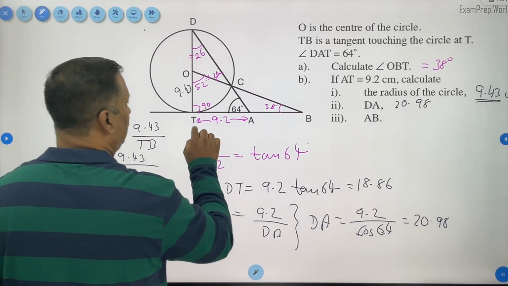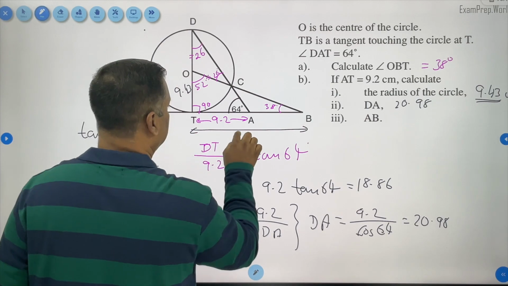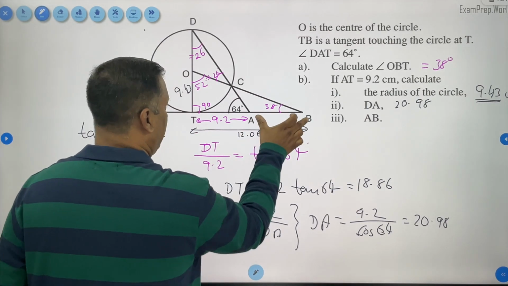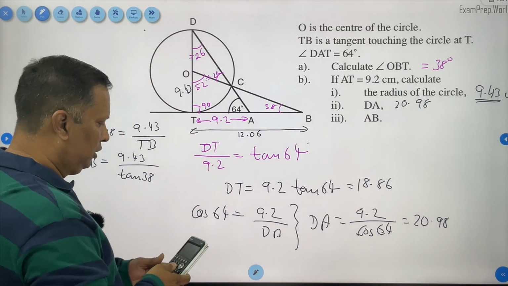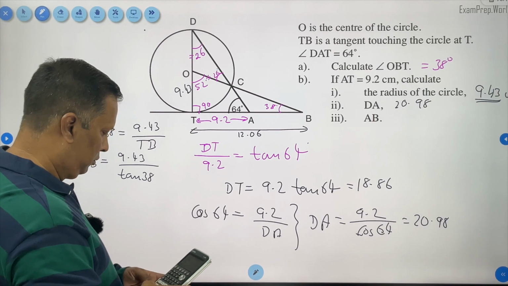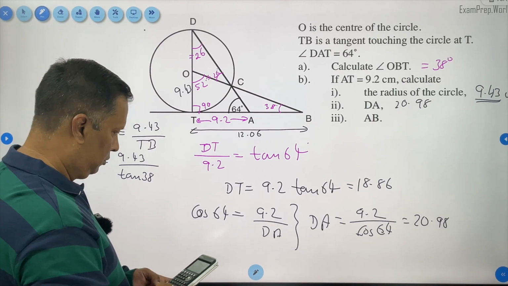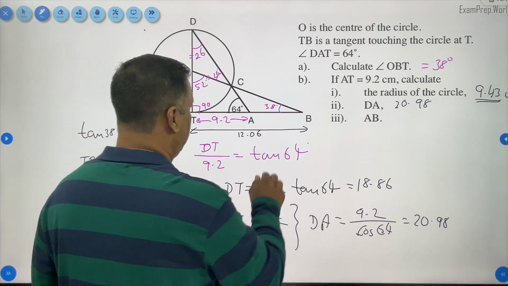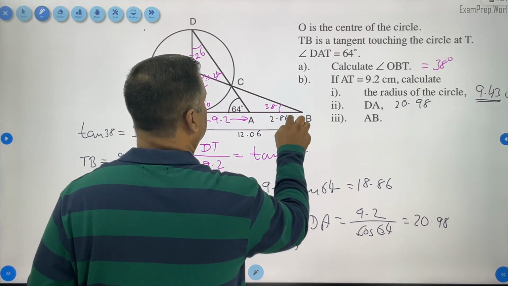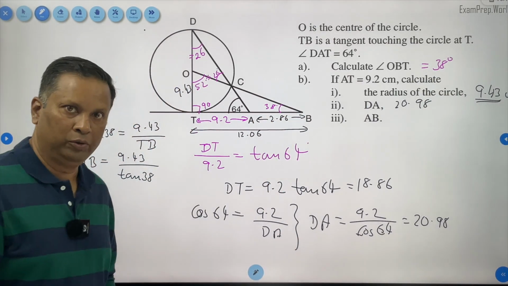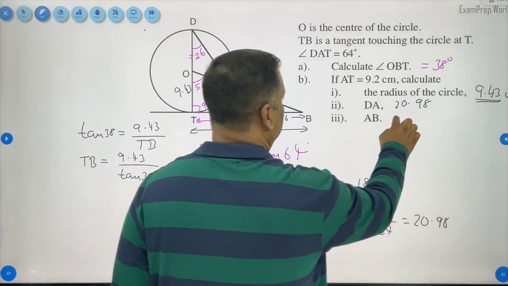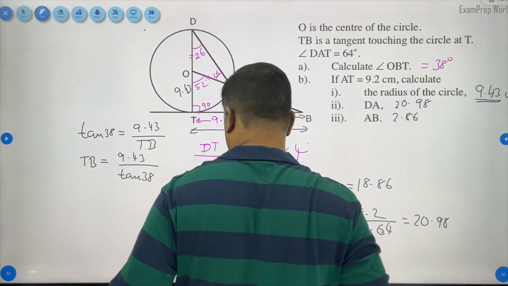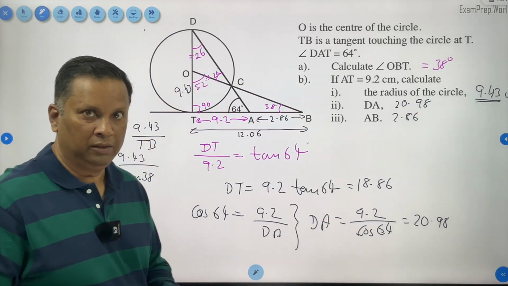12.06. The whole thing from here to here is 12.06. So AB will be 12.06 minus 9.2, which is 2.86. So we solve this question too. I hope you are understanding the way I am doing.